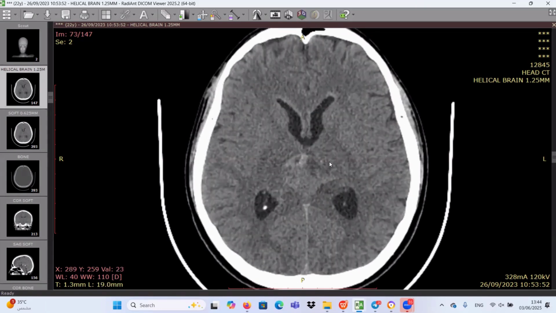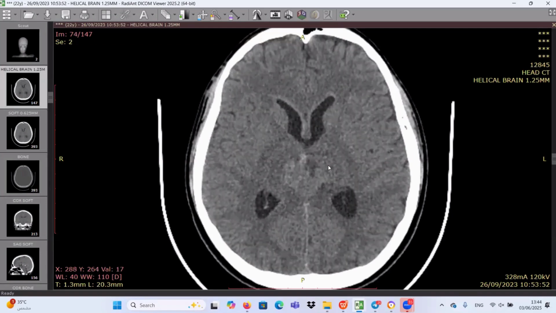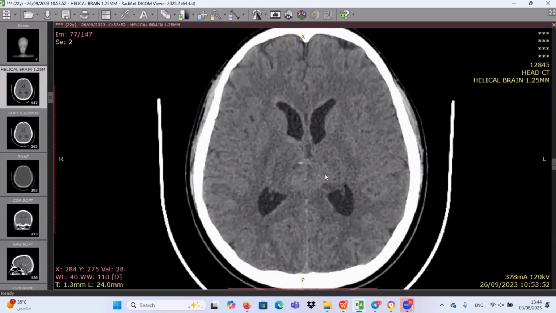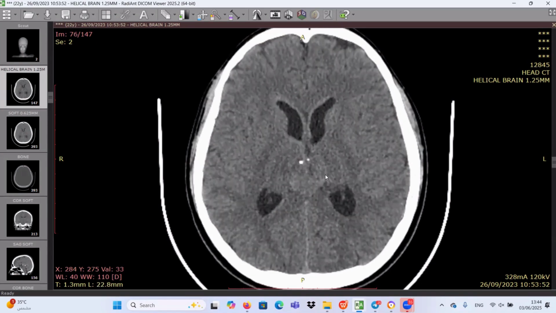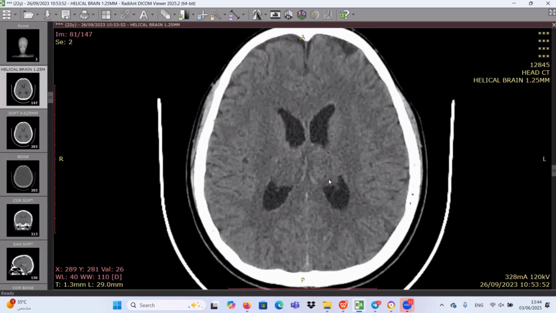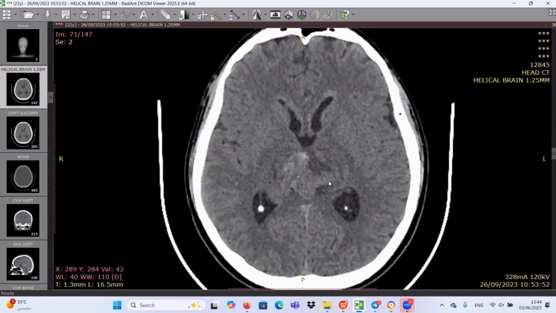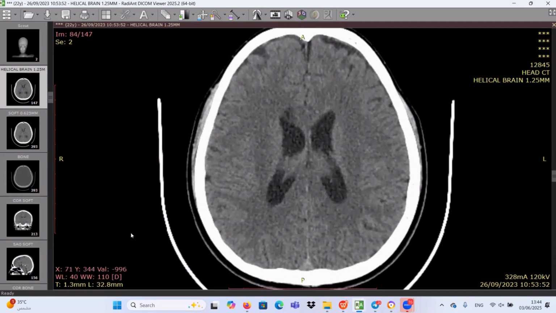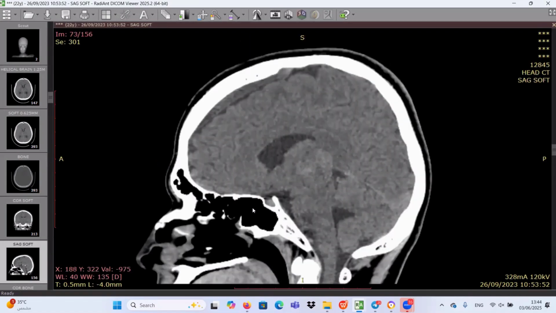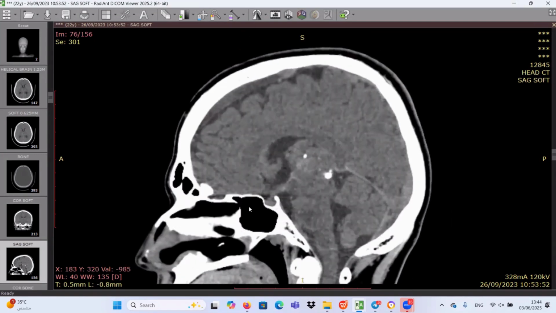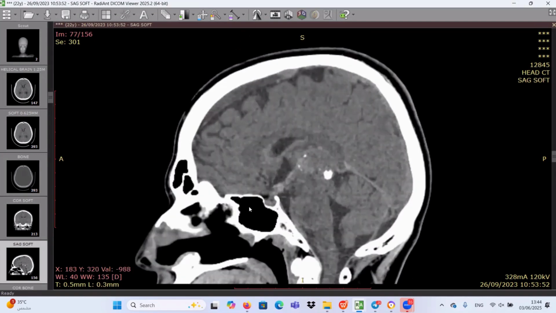Yes, maybe complication of shunting, maybe ventriculitis, sequelae of chronic ventriculitis, maybe CSF seeding. Maybe post-radiotherapeutic sequelae. Maybe those are the most likely explanation for this area. Yes. Also, I would like to add something here that in the sagittal plane, I think the infundibulum itself is thickened. Yes. This area.